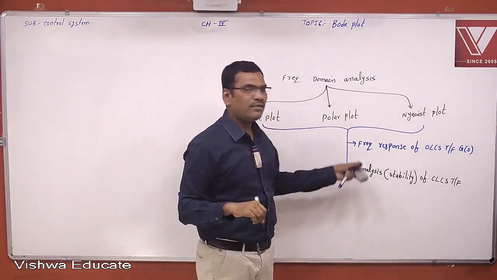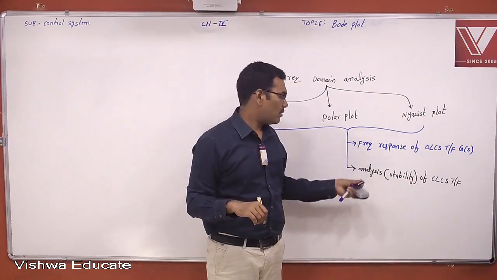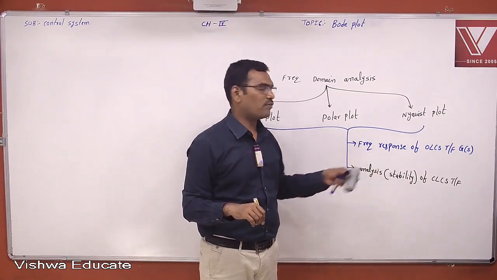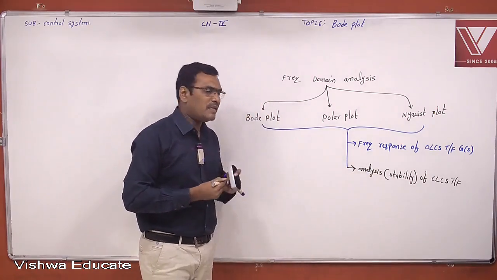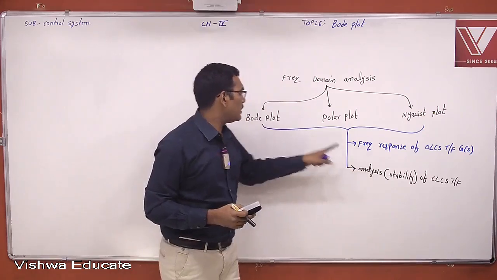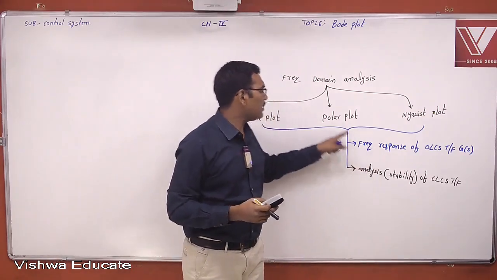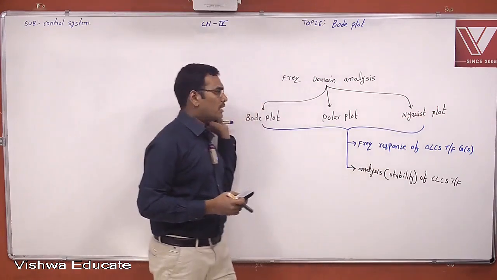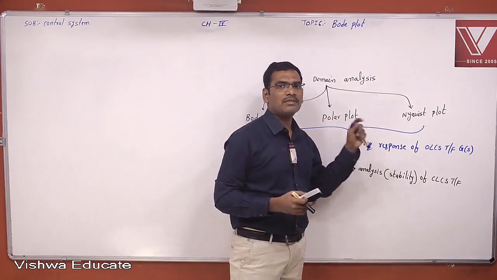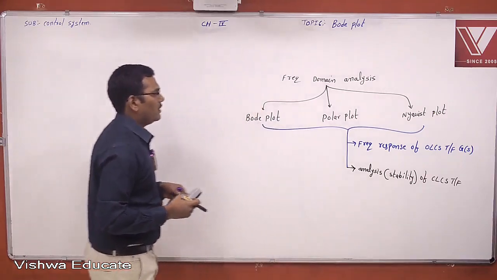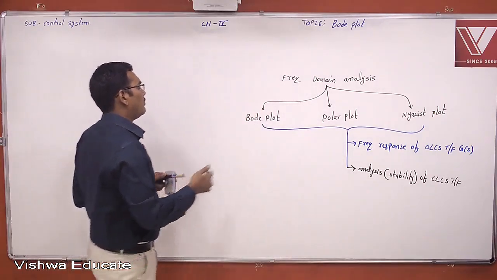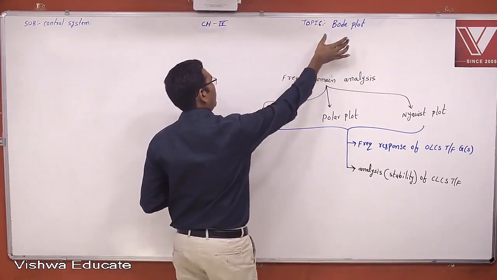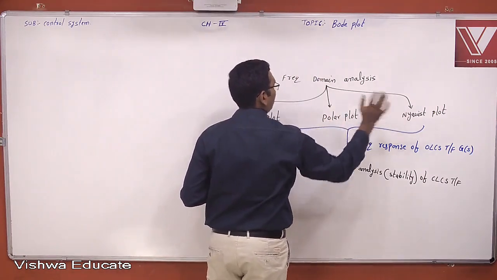So even if you take the open loop transfer function, ultimately we want to find the stability of the closed loop control system. Which means I want to find the stability from the Bode plot, from the polar plot, and from the Nyquist plot, but all these three plots are the frequency response of the open loop transfer function. Understand or not? Now in that, we will take the first topic as the Bode plot. After that polar plot, after that Nyquist plot, we will see.